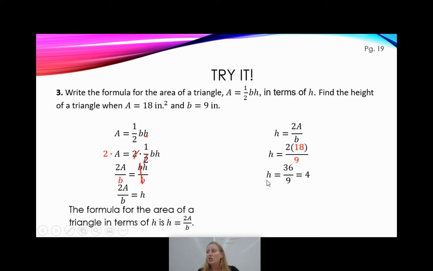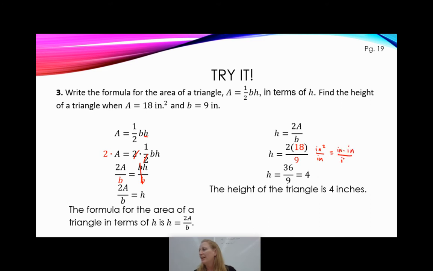This is H, which is our height, right? That's our height. So we better remember our units. It looks like it will be in inches. The height of the triangle is 4 inches. If you're struggling a little bit with the units, please remember that this was inches squared divided by inches. You could even think of it as inches times inches divided by inches, in which case one of them cancels out and you're just left with inches. Yay!